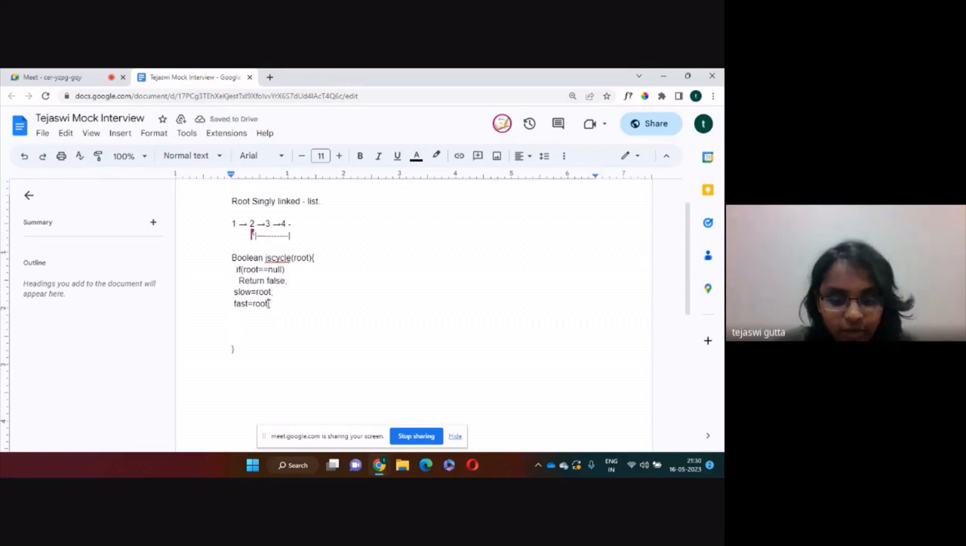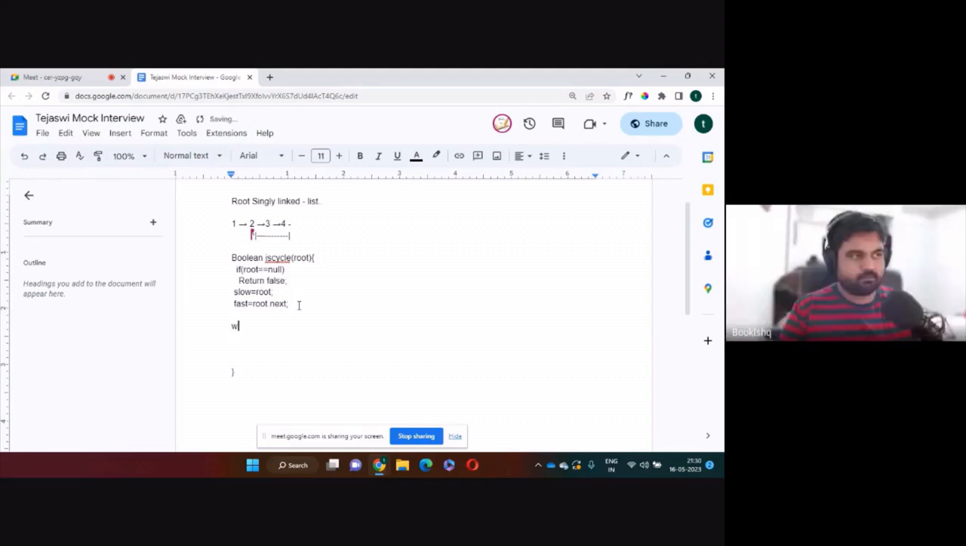I'll start my fast with root dot next because we are looking for the condition where slow is equal to fast, where we have the cycle. So in order to meet that condition, I would point slow to root and then fast to root dot next.